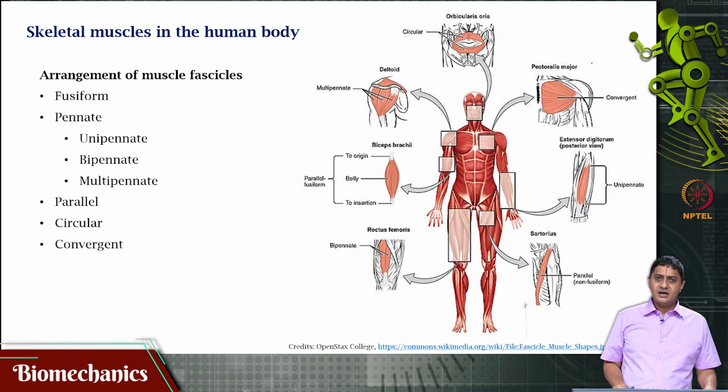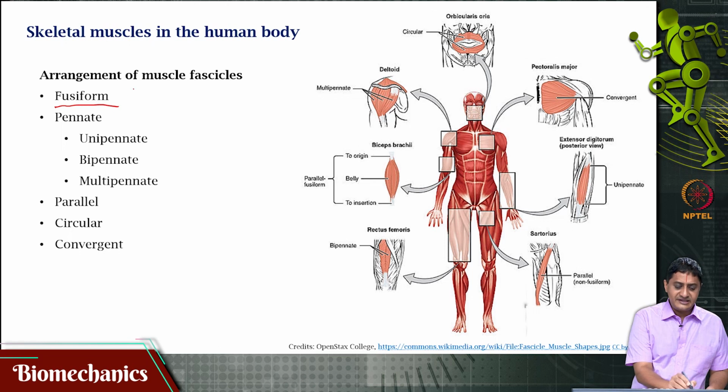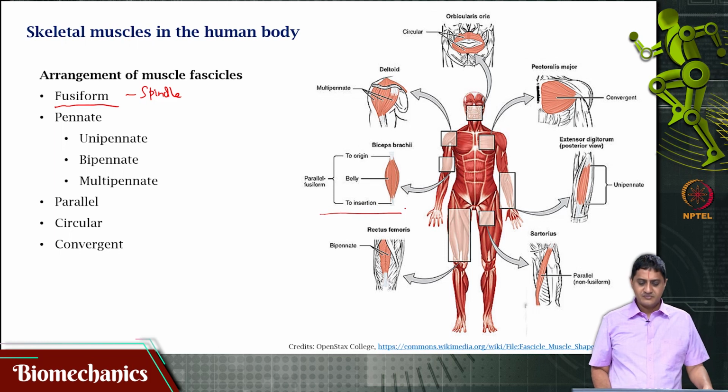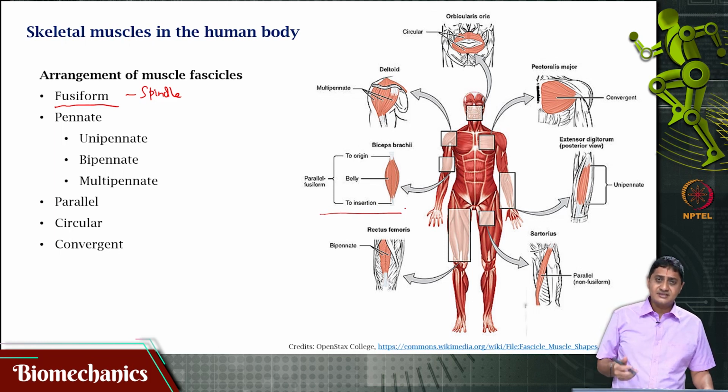Depending on how these fascicles are arranged within a muscle, we can classify the muscles into several types. One is the spindle type muscle, also called fusiform muscle. For example, this is a fusiform muscle. This has fibers of different lengths, or rather fascicles of different lengths, because it starts at this point and it ends at this point, is it not? Because the origin is here and the insertion is here. A fascicle in the middle will have this much length, and a fascicle at the edge of this will have this much length.